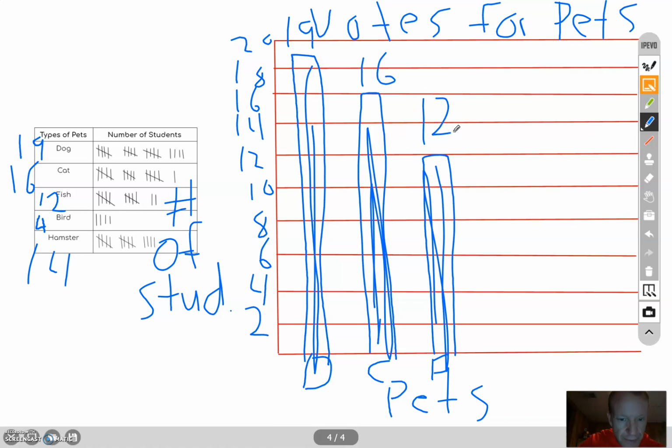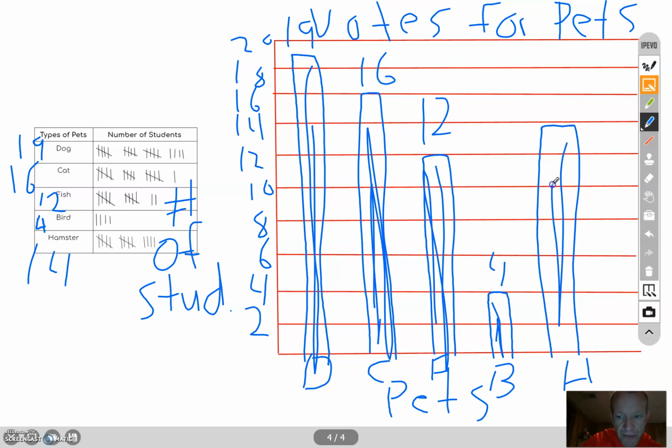I'm going to go to bird. Color it in a little bit, write the number on top, and put a B for bird. And then come down here for hamster, and go all the way up to 14. Go across, and fill it in, and put 14 across.